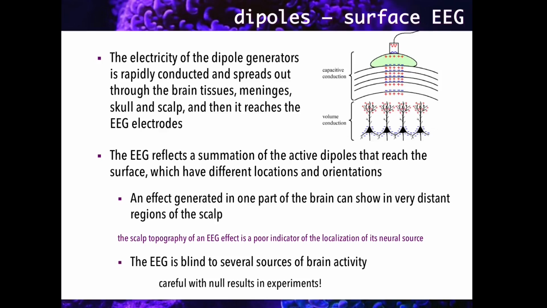So keep in mind that the EEG is blind to many different sources of brain activity, which you should take into account when interpreting null results of your experiments. The fact that an effect does not show up in the EEG does not necessarily mean that it does not exist.